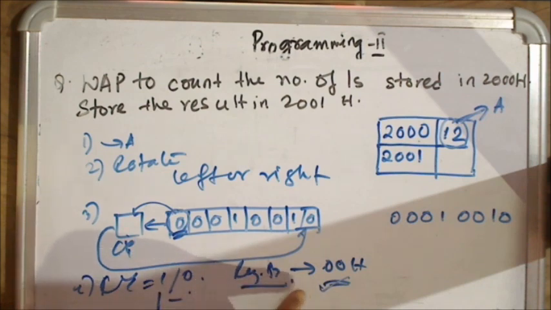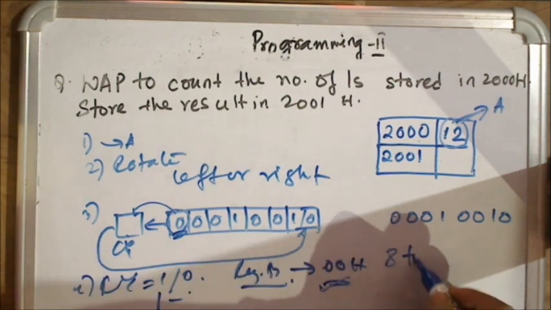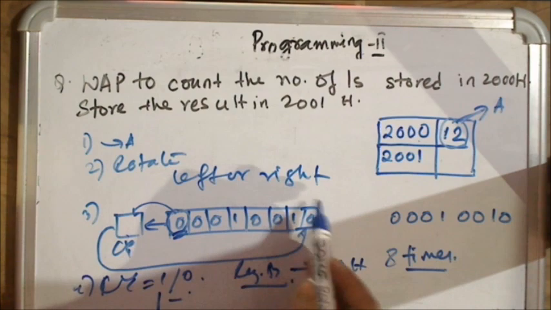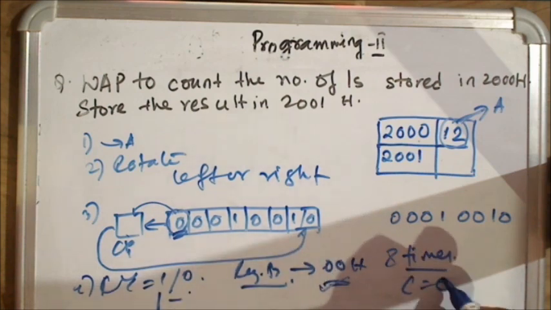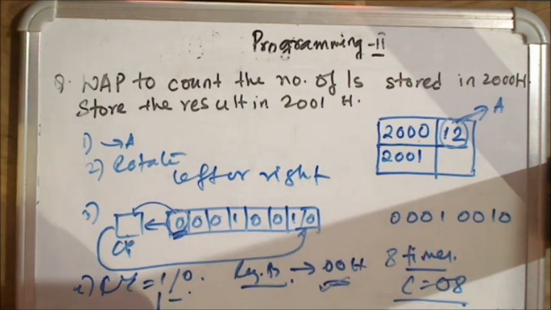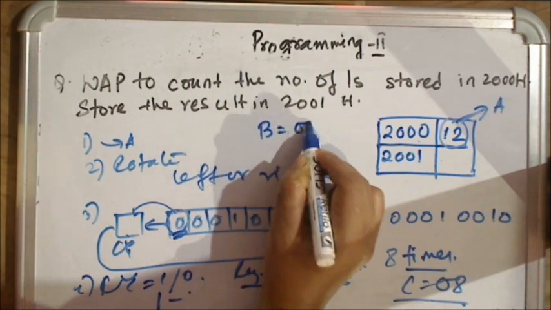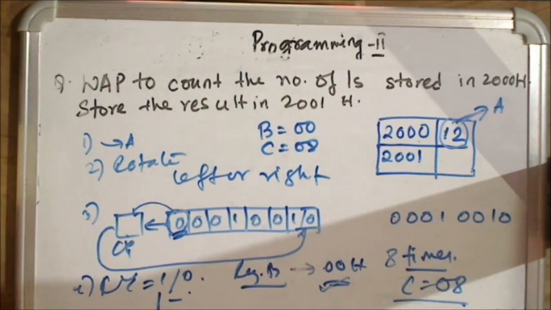Now put this process in a loop. For counting the loop, you have to initialize another counter. How many times will you continue the loop? 8 times, because this is an 8-bit number. So it will rotate 8 times. So you will initialize another counter which will count the number of rotations. Don't get confused: this will count the number of ones and this will count the number of rotations. So you will initialize register B with 00 and register C with 08H.